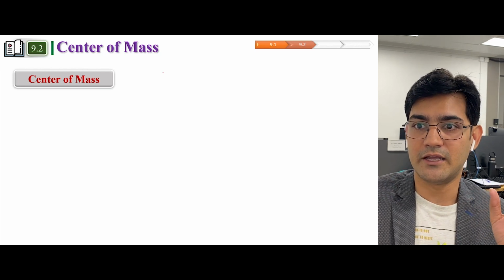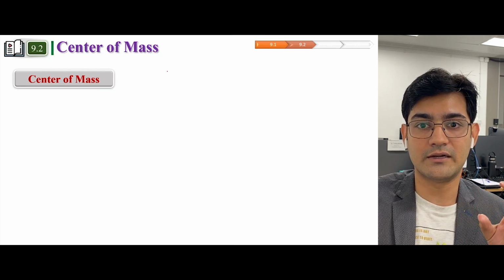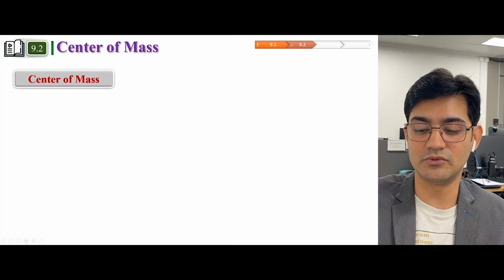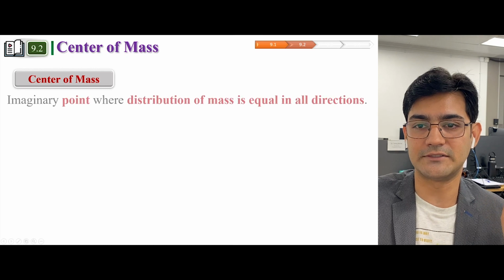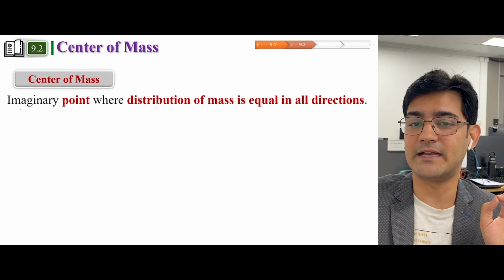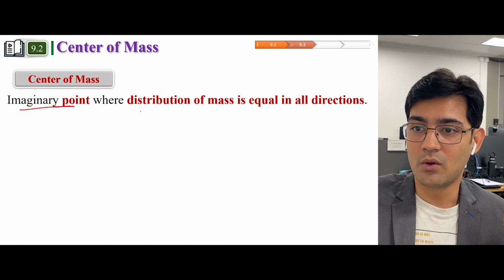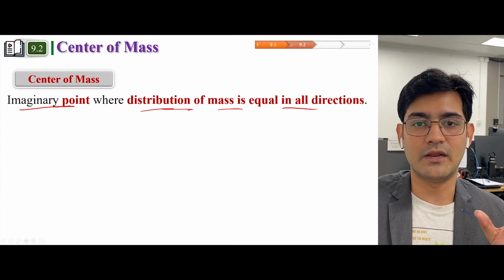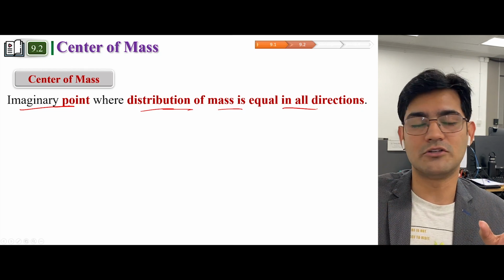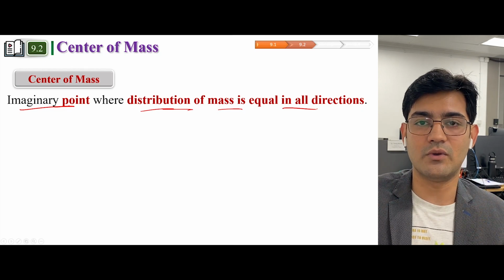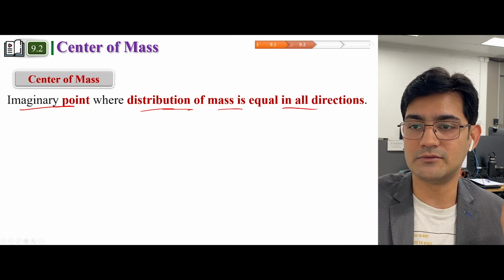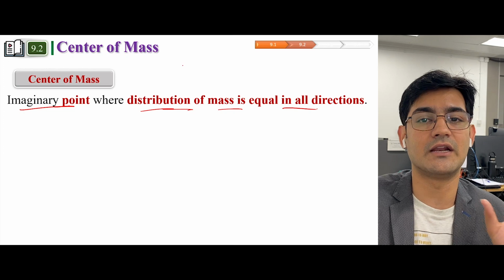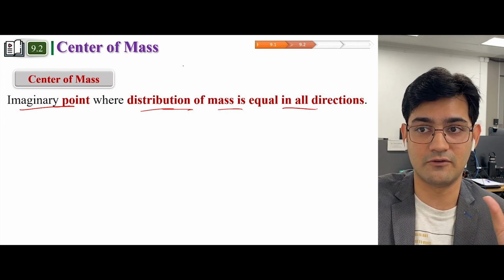So sometimes if we want to calculate the center point without the influence of gravity, then we can use the center of mass. So what is center of mass? Center of mass is again an imaginary point where the distribution of mass is equal in all directions. Center of mass would be constant on Moon or Earth or anywhere in the universe, so sometimes we are interested in calculating the center of mass, because that would be constant and would not be influenced by gravity.